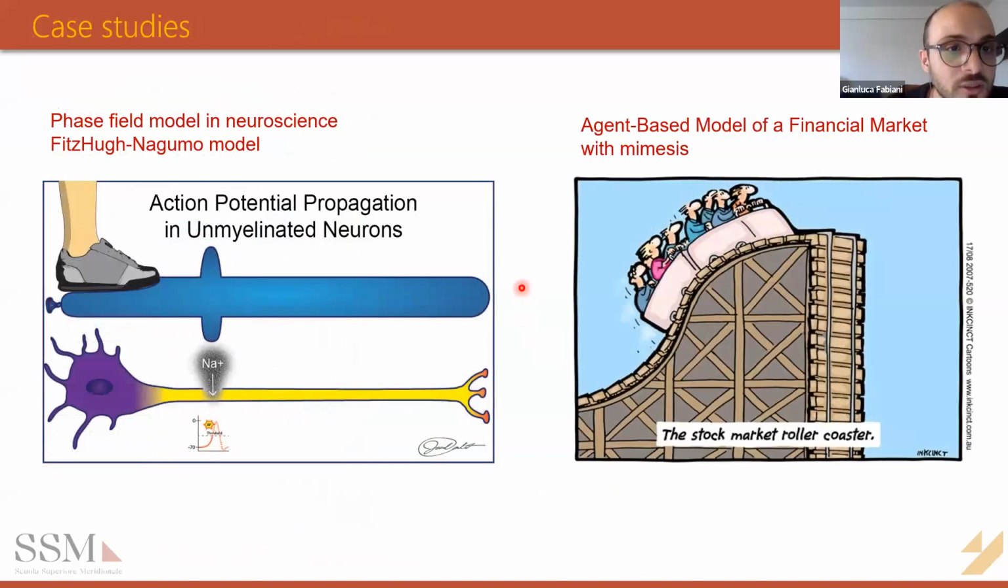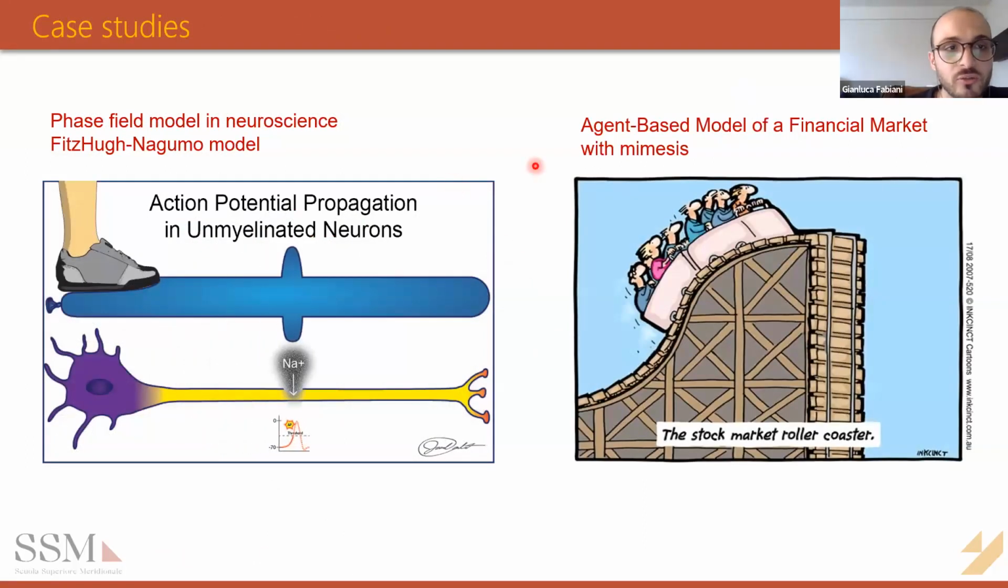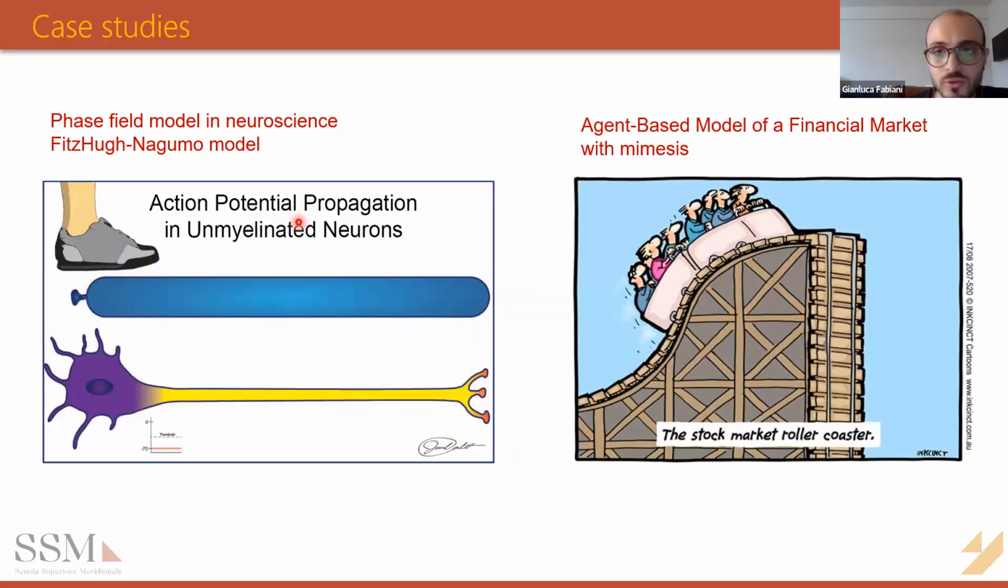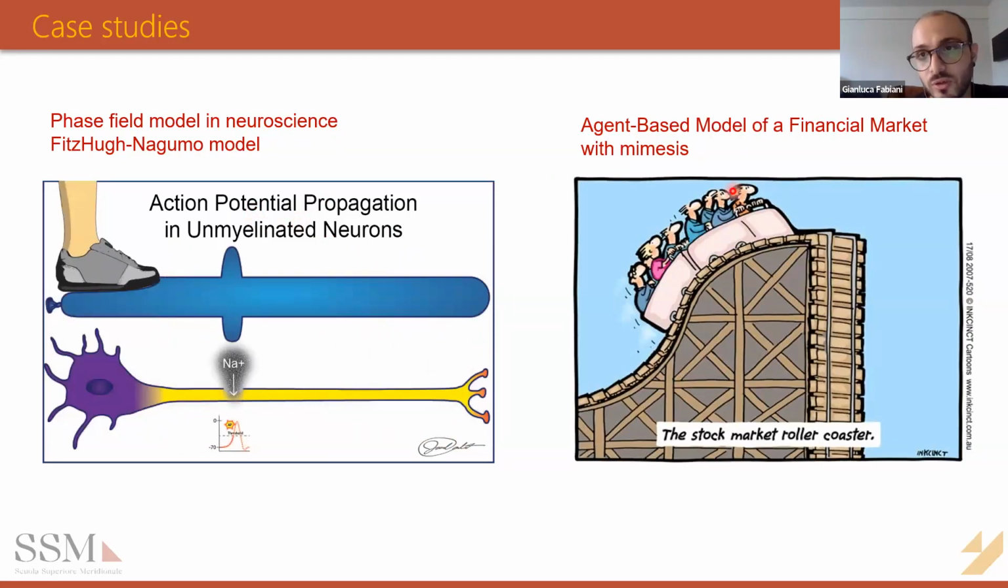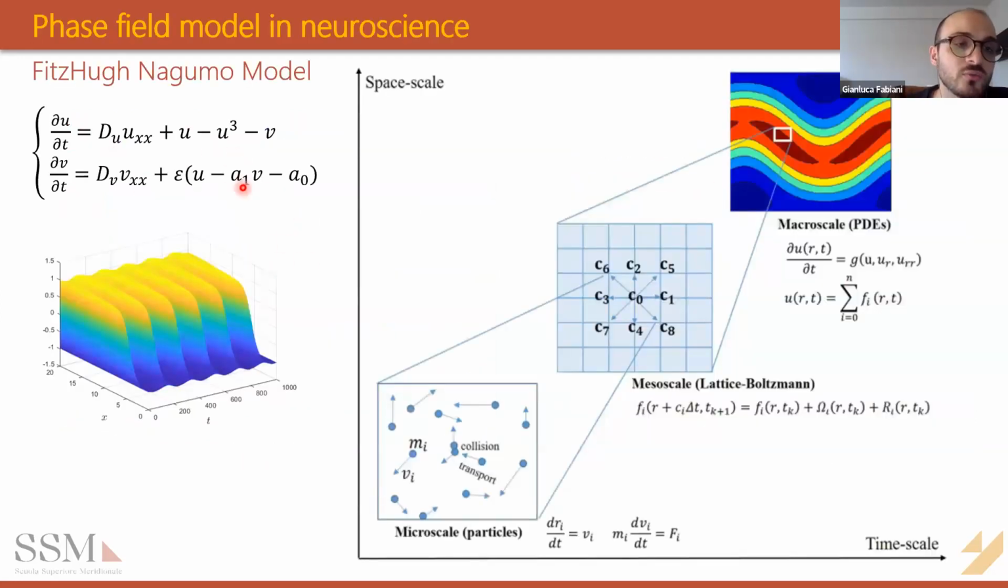As examples, we'll consider two problems. One is a phase field model in neuroscience, a FitzHugh-Nagumo model describing action potential propagation in neurons. And also we will see an HMS model on financial market with mimesis. So the FitzHugh-Nagumo is this one. We have these two PDEs, a diffusion reaction problem, epsilon is a parameter.